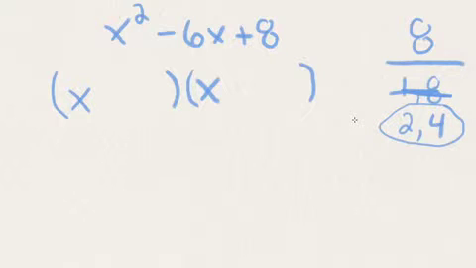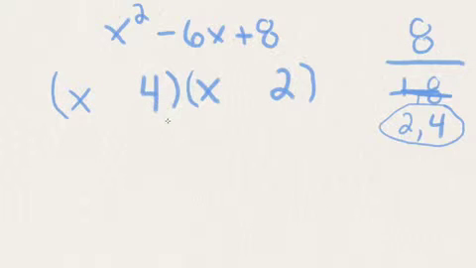Alright. Now, the reason we did that is because these last two spots are going to be two numbers that multiply together to give you the last term, and add or subtract together to give you the middle term. We have 2 and 4. Go ahead and fill those in any order you like. The order here does not matter. It's the sign that matters.